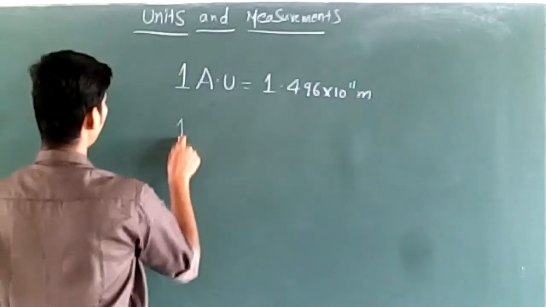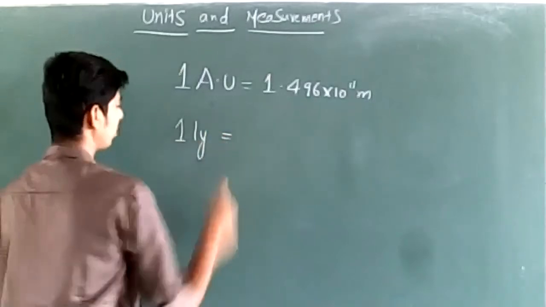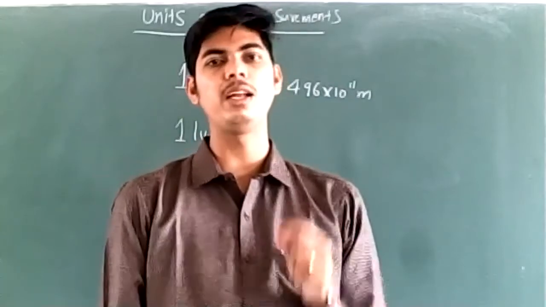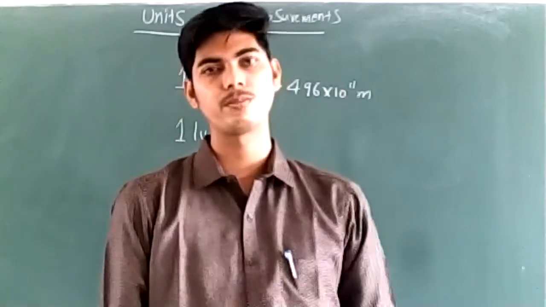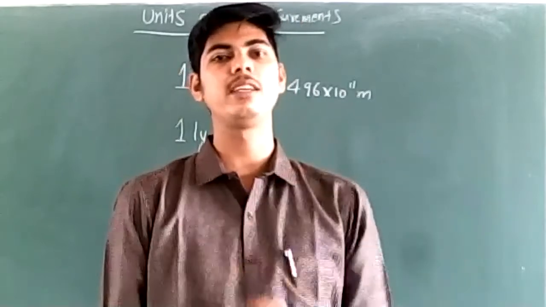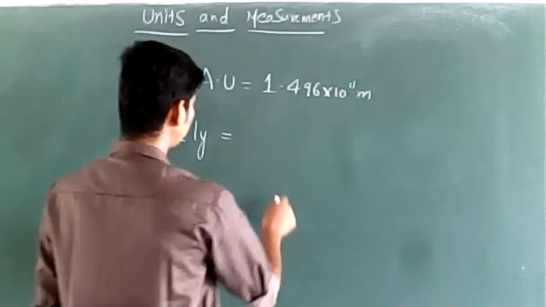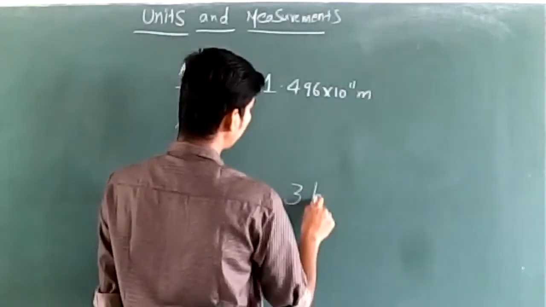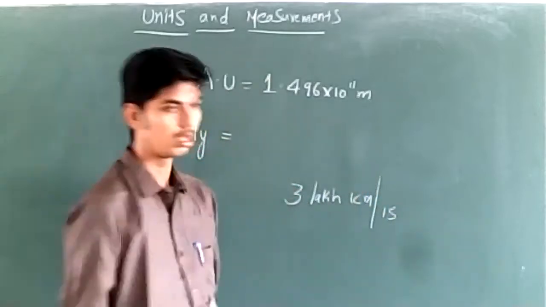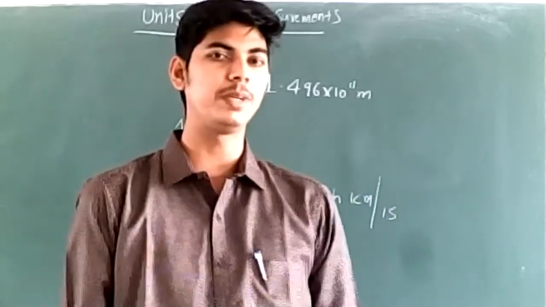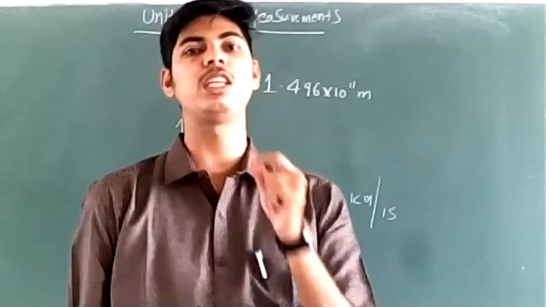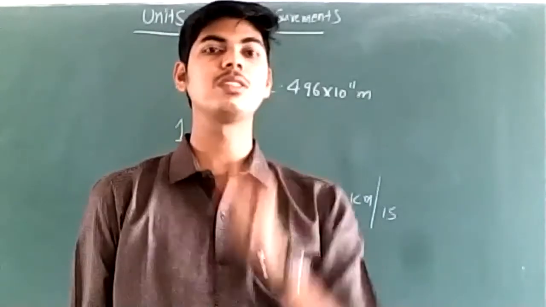Also, we have defined what a light year is. One light year is the distance traveled by light in vacuum in 1 year. I have told you, light travels a distance of about 3 lakh kilometers for every 1 second. Light has enormous speed. The speed of light is so high that it can travel about 3 lakh kilometers every second.